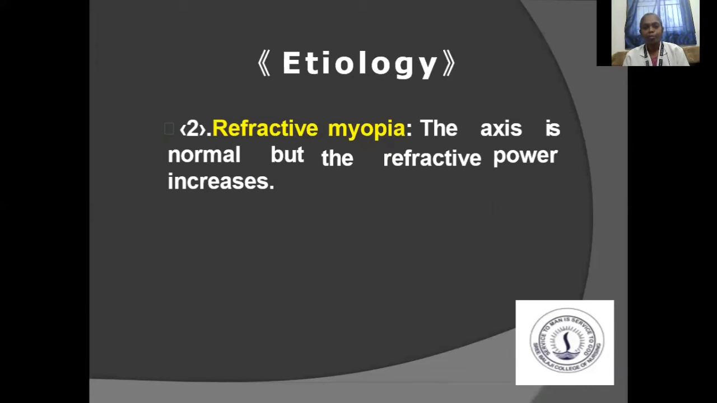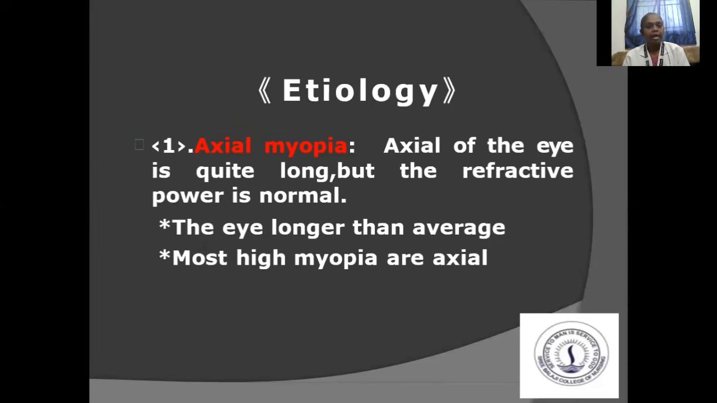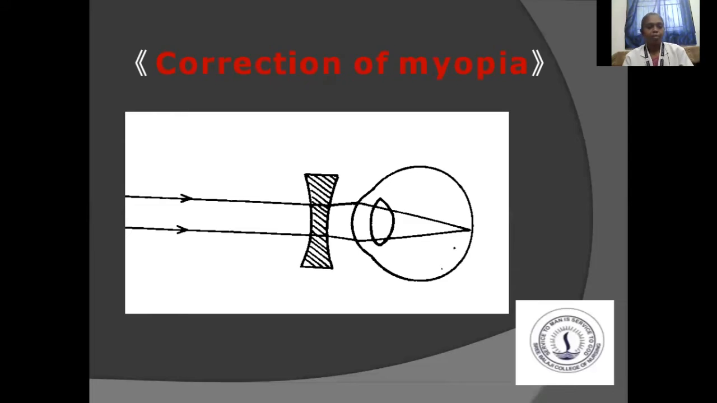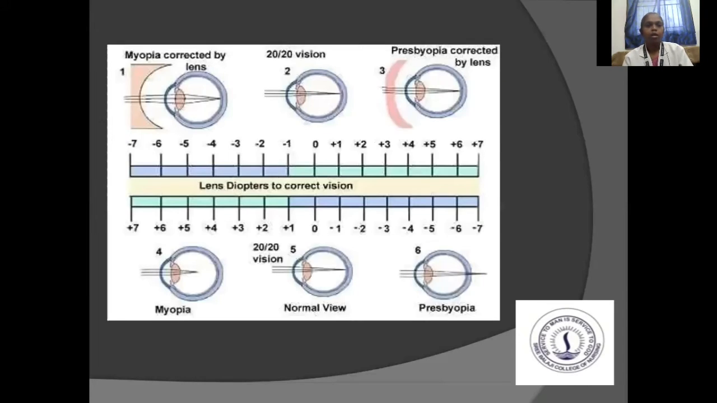The second one is refractive myopia. The axis is normal, but the refractive power will be increased here. In the previous case, the axis is long but the refractive power is normal. But in refractive myopia, the axis is normal but the refractive power increases. Because of this, the patient may have myopia. This way we can correct the issue.